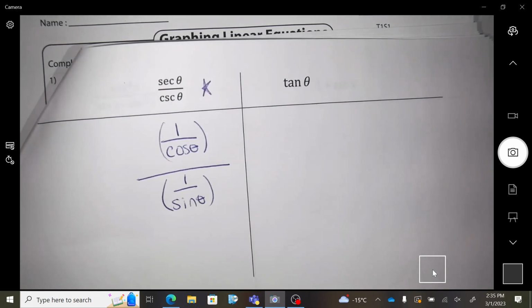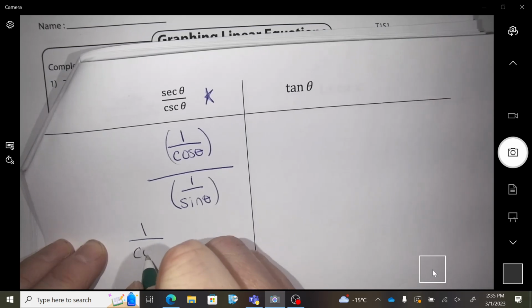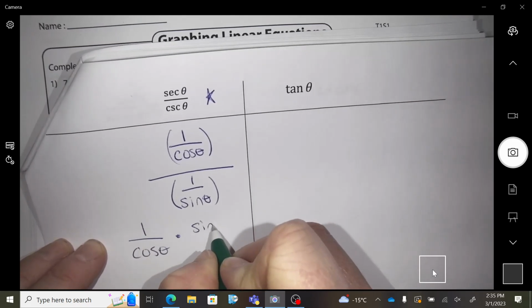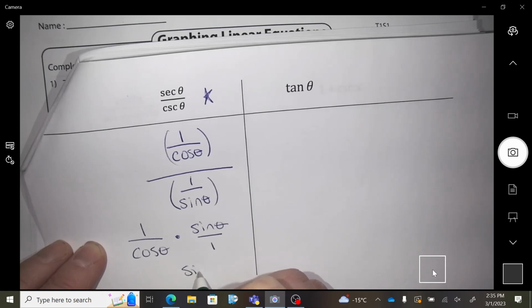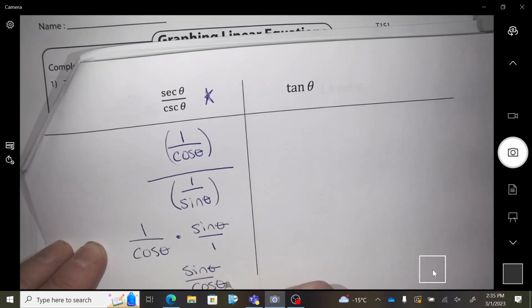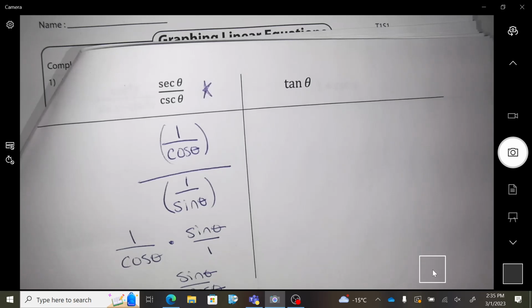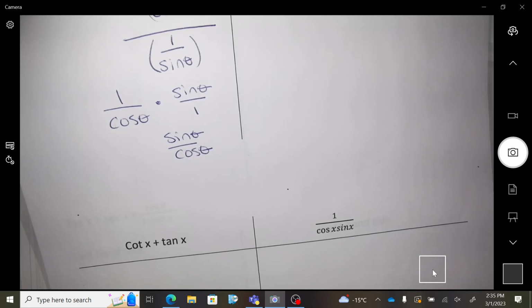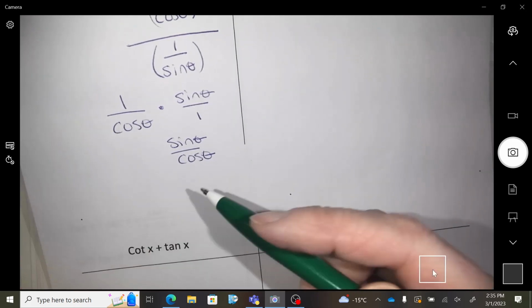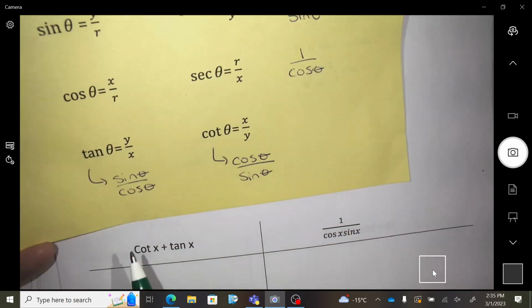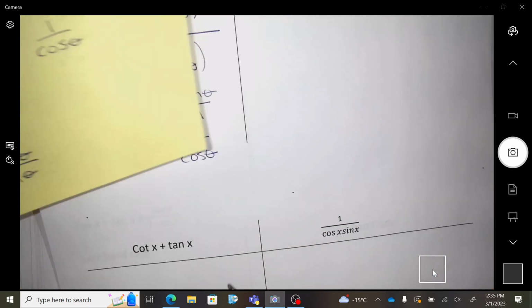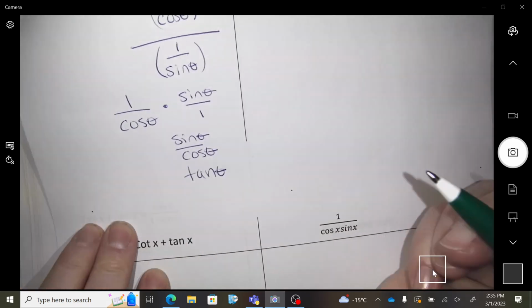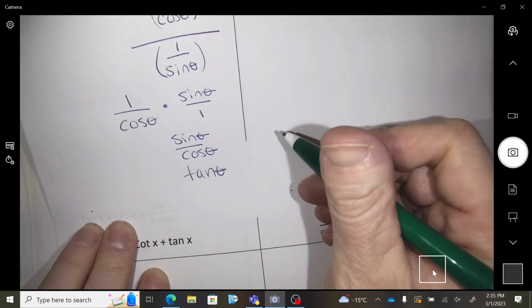Okay, what happens in math when you have a fraction divided by a fraction? What do you want to do with that? Multiply and flip. So multiply and flip makes us get sine theta over cos theta. What can we replace this fraction with? We can replace that with a tan theta. And guess what? We have a match.